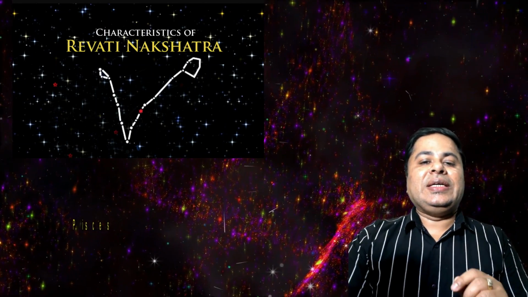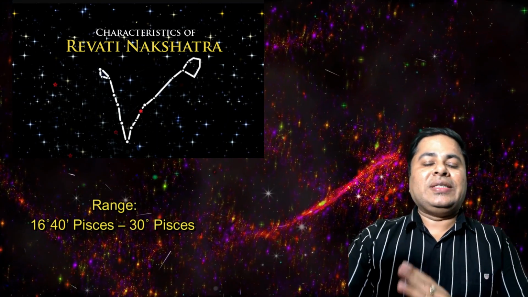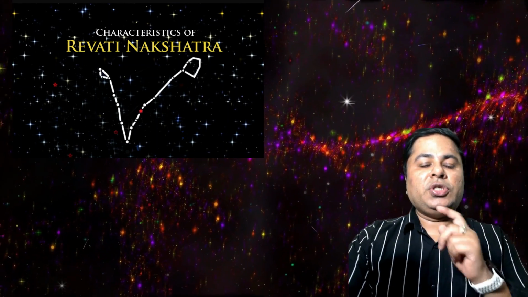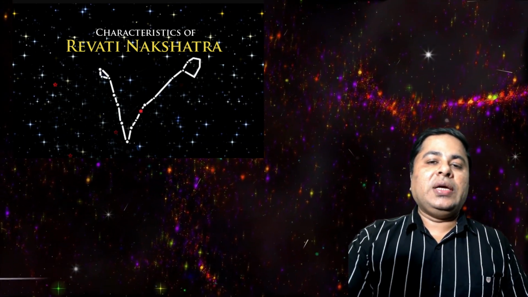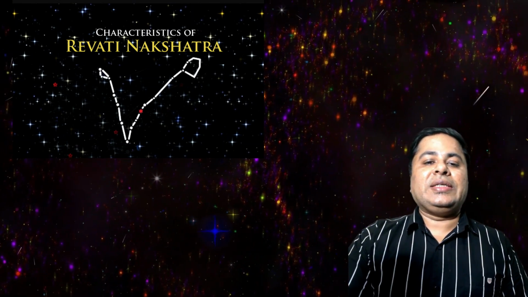Now comes the 27th nakshatra, Revati. It ranges from 16 degree 40 ansha of Pisces to 30 degree of Pisces, so it finishes the zodiac. Its ruling planet is Mercury. Its deity is Pushan, the nourisher. Its guna is Sattvic. Its symbol is fish. Now comes over to the characteristics.